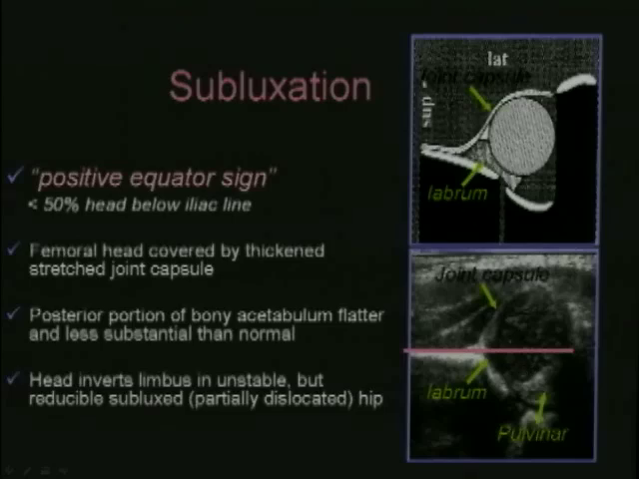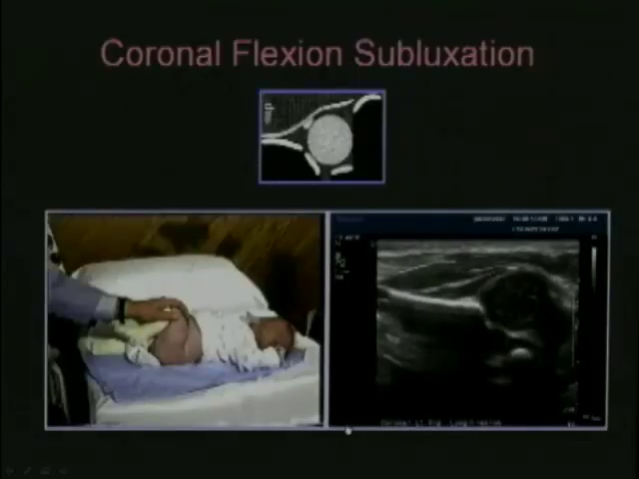Typically when there's subluxation, the femoral head will be covered by a thickened, stretched joint capsule, and the posterior aspect of the acetabulum is flatter and less substantial than normal. And at times the limbus or the labrum will be inverted into the hip joint so that it can act as a barrier between the head and the acetabulum. Notice how thick this fibrofatty tissue is deep within the acetabulum. This is the pulvinar, which is in excess in children who have subluxation or dislocation.